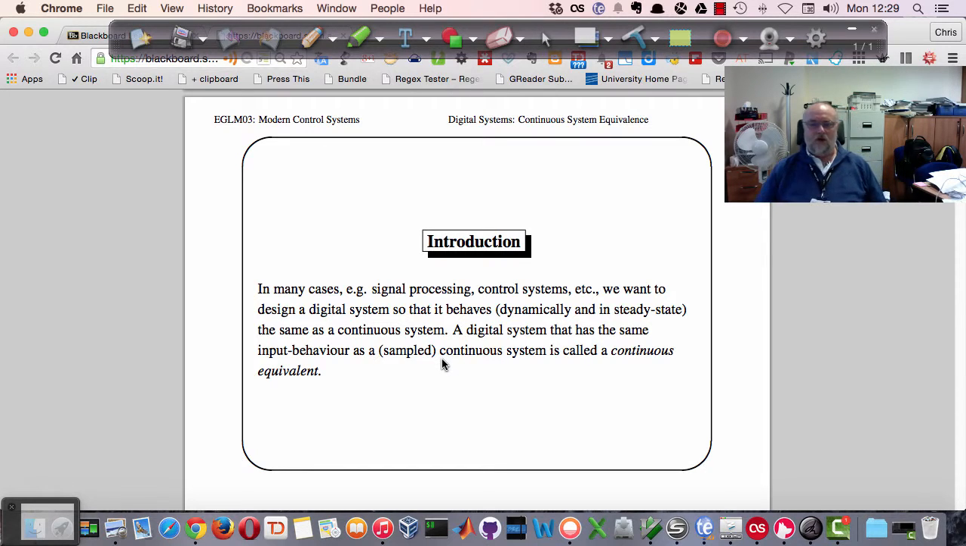And what we want, of course, is for the digital system, given that it is taking sampled data rather than continuous data, to behave dynamically and in steady state the same as a continuous system with the equivalent transfer function. Really we're looking for a digital system that has the same input-output behavior as the continuous system, and we call that a continuous equivalent.